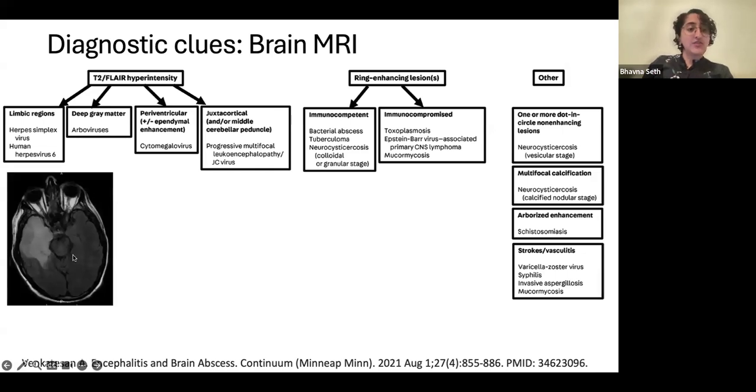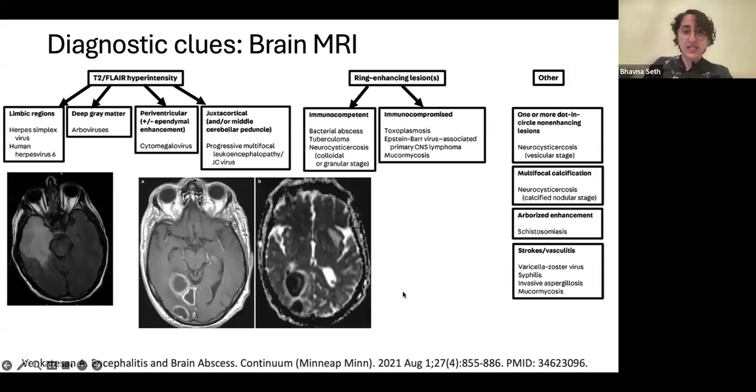This is a patient with a very classic finding. So this is HSV encephalitis, which commonly affects the temporal lobe and can cause this sort of a finding.